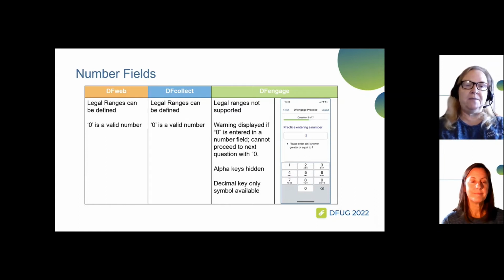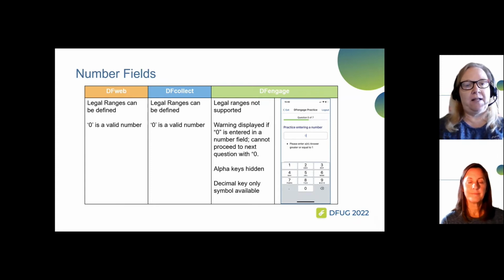In DFweb and DFcollect number fields, legal ranges can be defined for the number fields, and 0 is a valid number. In DFengage, legal ranges are not supported, and 0 is not a valid number. You will receive a warning when entering a 0, as you can see here on the screen. The alpha keys are hidden, and the decimal key is the only symbol available because you're using your phone.